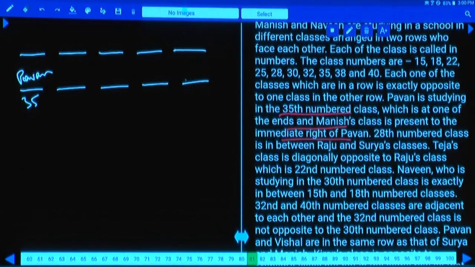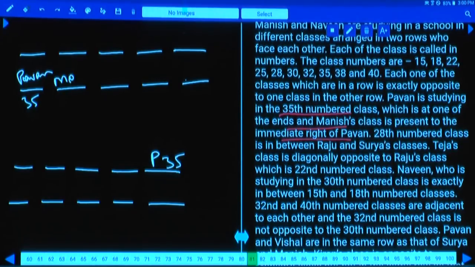Now Pawan and 35. Then what is the second possibility? 1, 2, 3, 4, 5. Here also 1, 2, 3, 4, 5. Now Pawan 35. If Pawan 35 is here, this Manish will be here, and this Manish must be to the immediate right of Pawan. Manish is to the immediate right of Pawan. Class is present to the immediate right of Pawan.